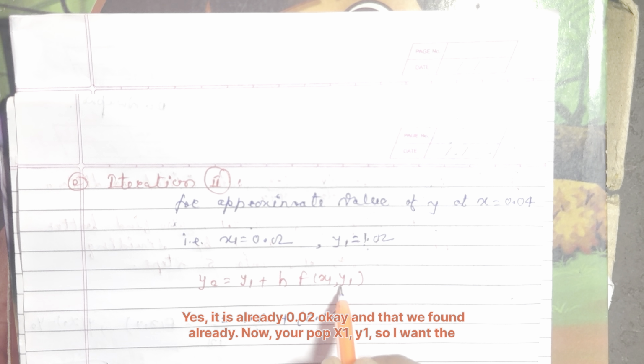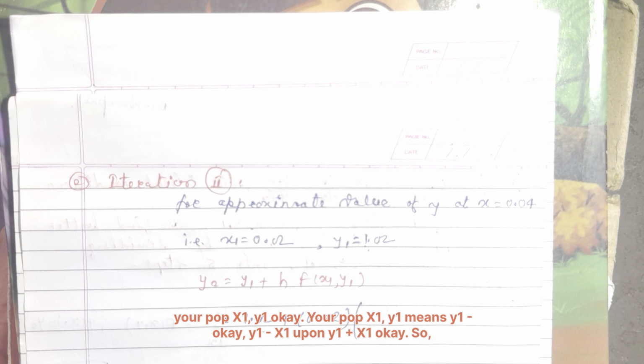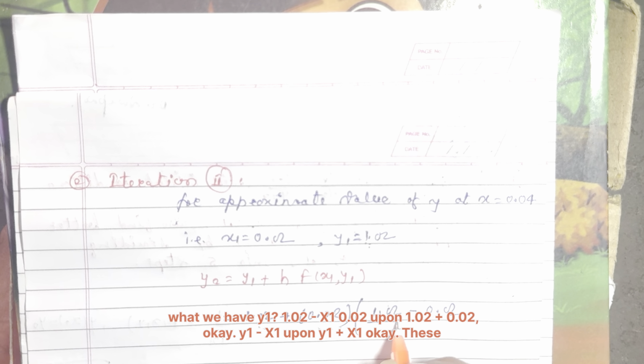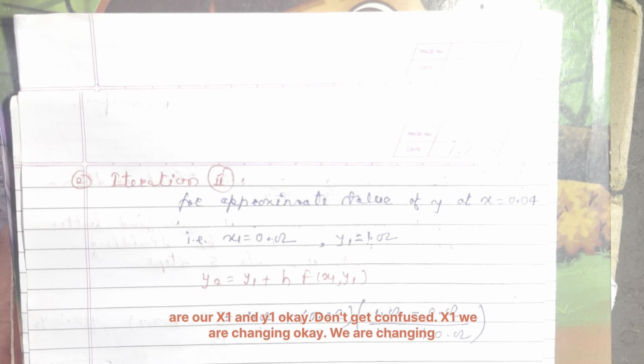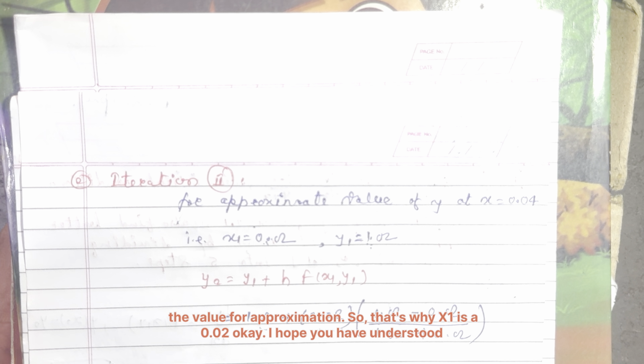Now f of x1 y1. I want f of x1 y1, which means (y1 minus x1) upon (y1 plus x1). So we have y1 1.02 minus x1 0.02, upon 1.02 plus 0.02. This is our x1 and y1. Don't get confused: x1 we are changing. We are changing the value for approximation, so that's why x1 is 0.02. I hope you have understood how I have written it.